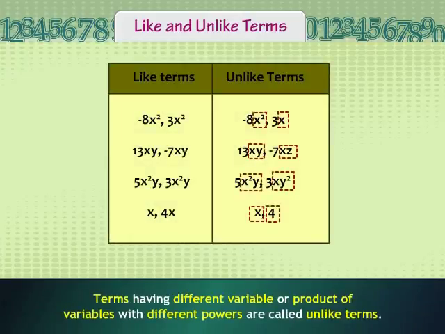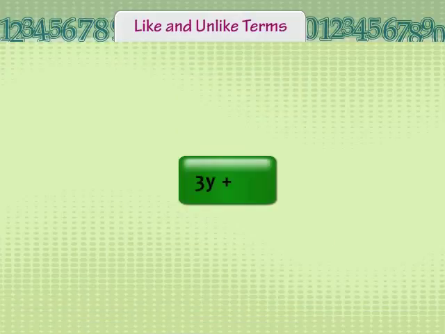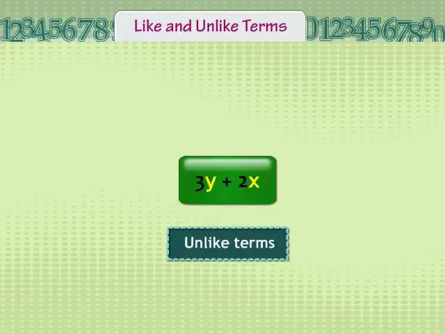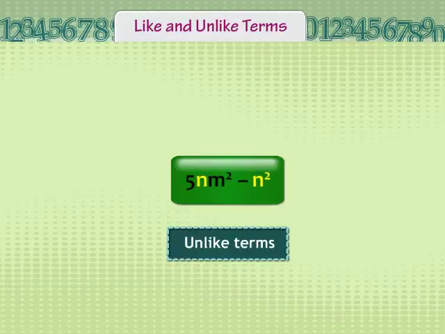On the other side, terms having different variable or product of variables with different powers are called unlike terms. Here in the expression 3y plus 2x, the variable y and x both are different, so these terms are unlike terms. Similarly, in this example, 5nm square minus n square, you can see that the exponents of the variable are different. Thus, we can say that these types of terms are unlike terms.